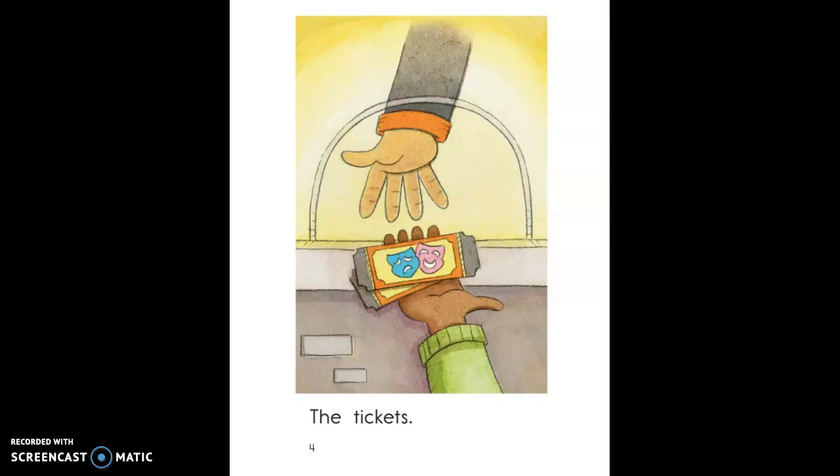What side of the page do we want to start on? The left side. Perfect, scholars. And where should we be pointing as we read? Under the words. Our pattern starts with the word the. So we're going to point under the tickets. The tickets. Scholars, read this page after me. The tickets. Great job. Give yourselves 2 claps. Let's go to the next page.